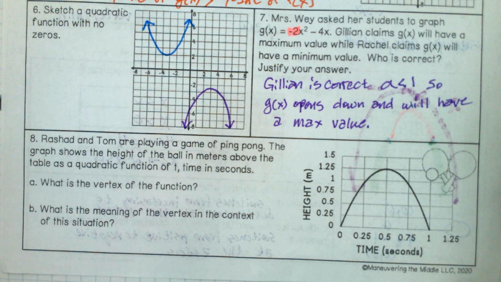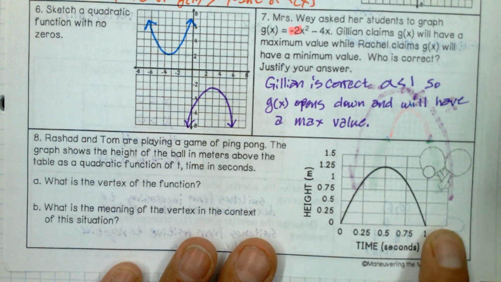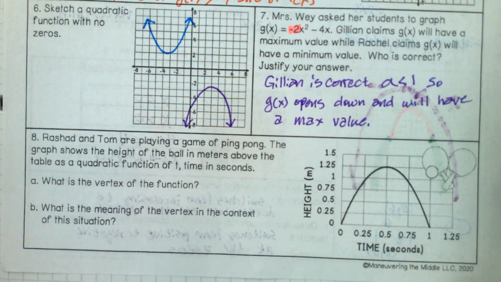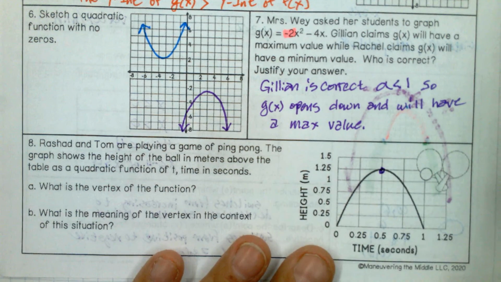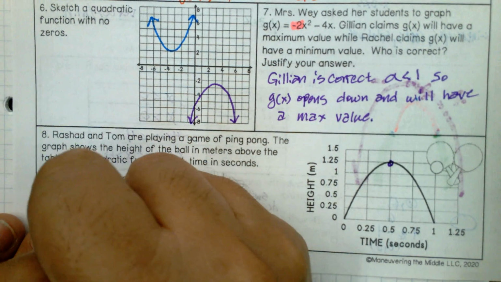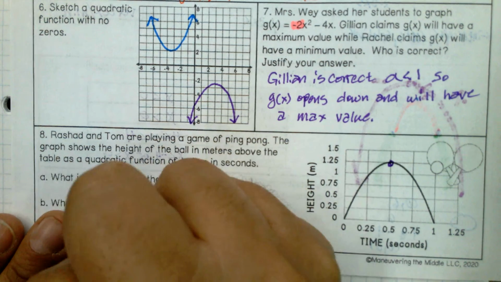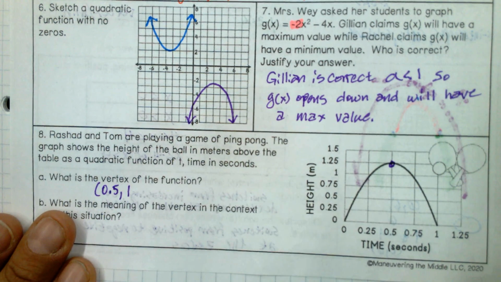Okay, last question. Rashad and Tom are having a game of ping pong. The graph shows the height of the ball in meters above the table as a quadratic function of t, time in seconds. So this is showing you the height at any point in time. What is the vertex of the function? Half a second and 1 1/4 meters.